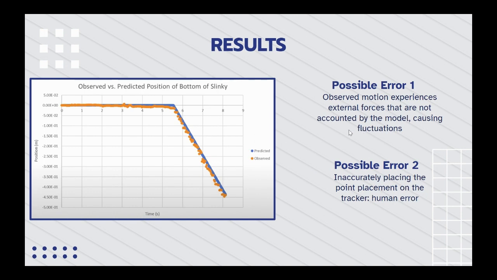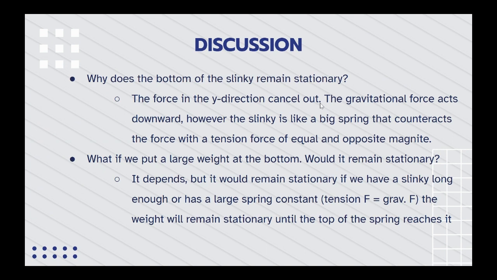And so let's discuss, why does the bottom of the slinky remain stationary? The forces in the y direction cancel out, causing the net force to become 0, because the tension force is acting in the opposite direction but has the same magnitude as the weight force. The slinky is pretty much like a big string when you think about it, so it counteracts with the force of tension.